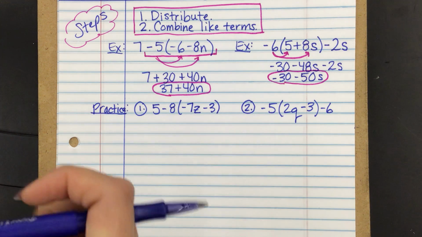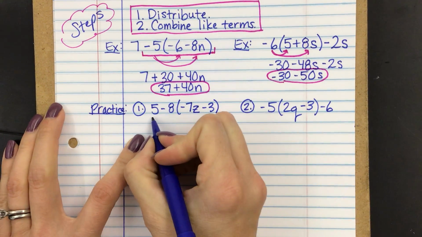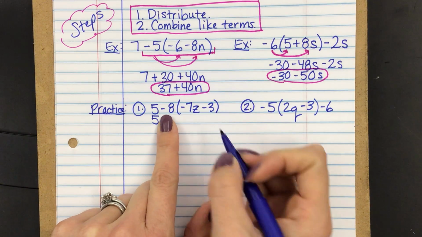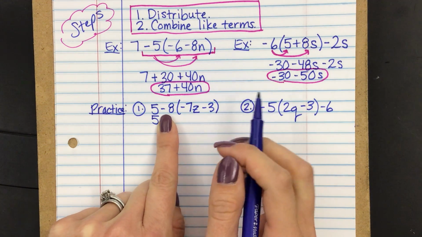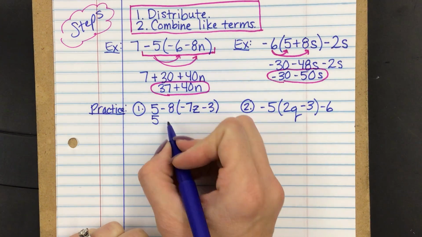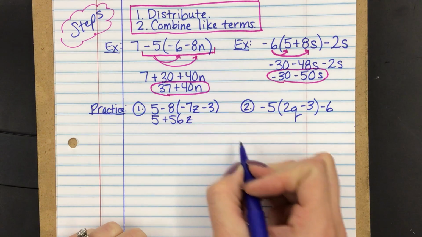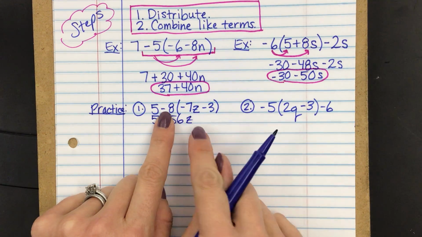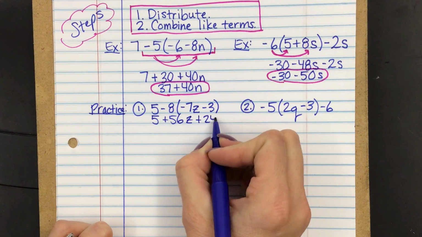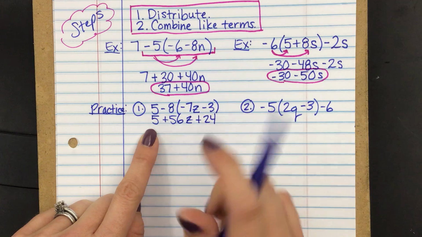Okay, I'm going to go ahead and work through these up here too so that you can see. I'm just going to bring down my 5 since it's not a part of the distribution. And I can't forget to distribute the negative 8. So it'll be negative 8 times negative 7z is a positive 56z. And then negative 8 times negative 3 is a positive 24. Then we can combine like terms.